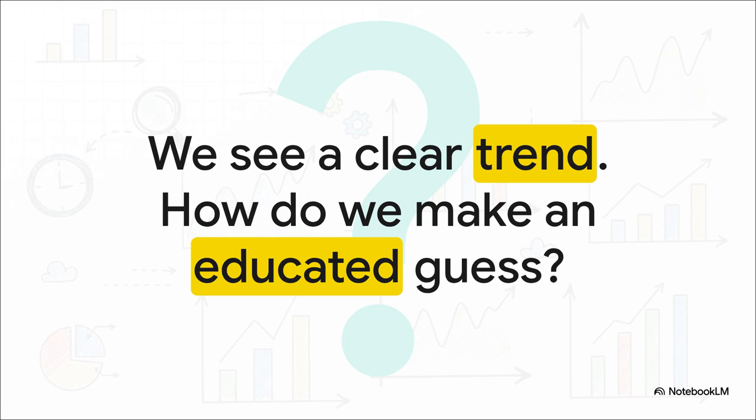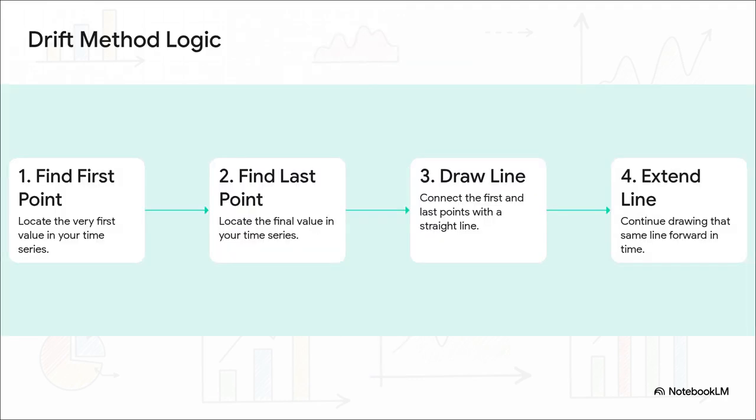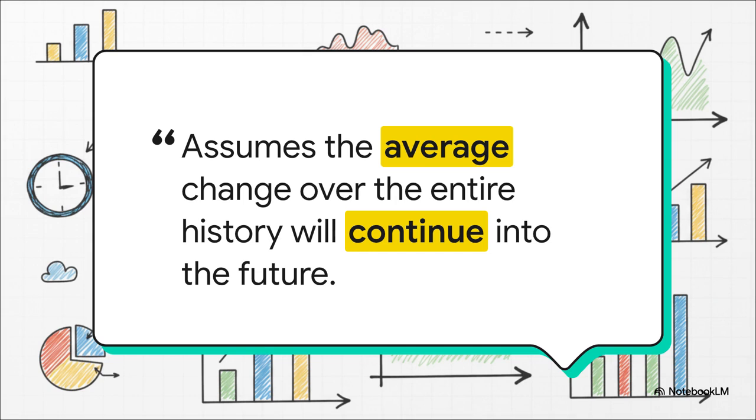The big question is, how do we use that to make a simple, educated guess about what's going to happen next? Well, let me introduce you to the drift method. It sounds fancy, but the logic behind it is just so simple. Seriously. First, you find your very first data point. Then you find your very last data point. You draw a straight line connecting them, and then you just keep drawing that same line out into the future. That's it.